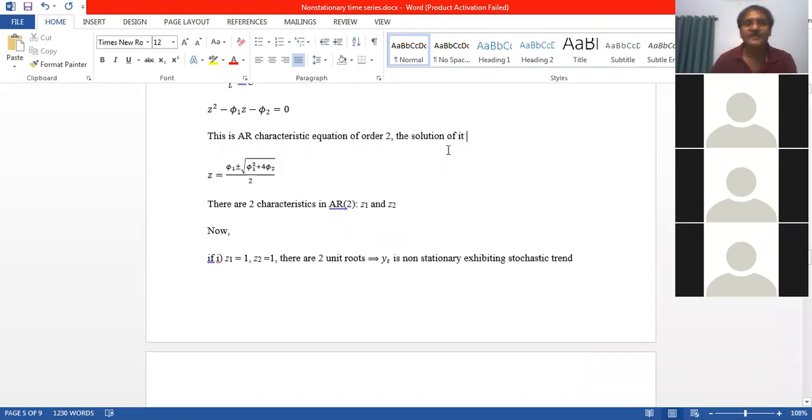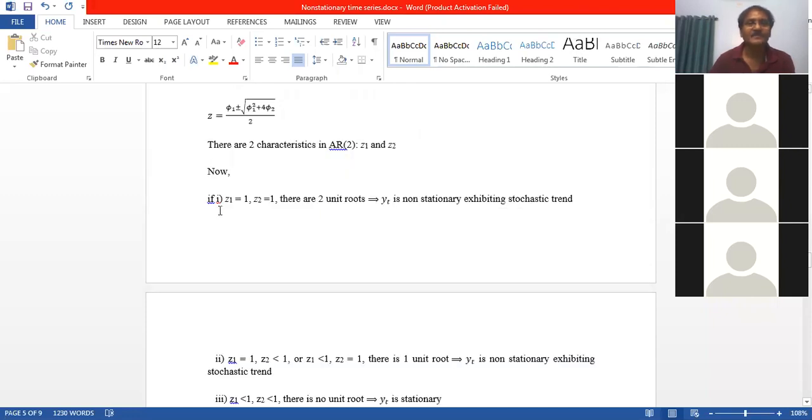Now we are interested in whether the value of the characteristic roots is equal to 1. Why? Because if the value of a root is equal to 1, we can say it is a unit root. So in the case of AR2, we have different types of situations. Situation 1: two roots z1, z2 both equal to 1.